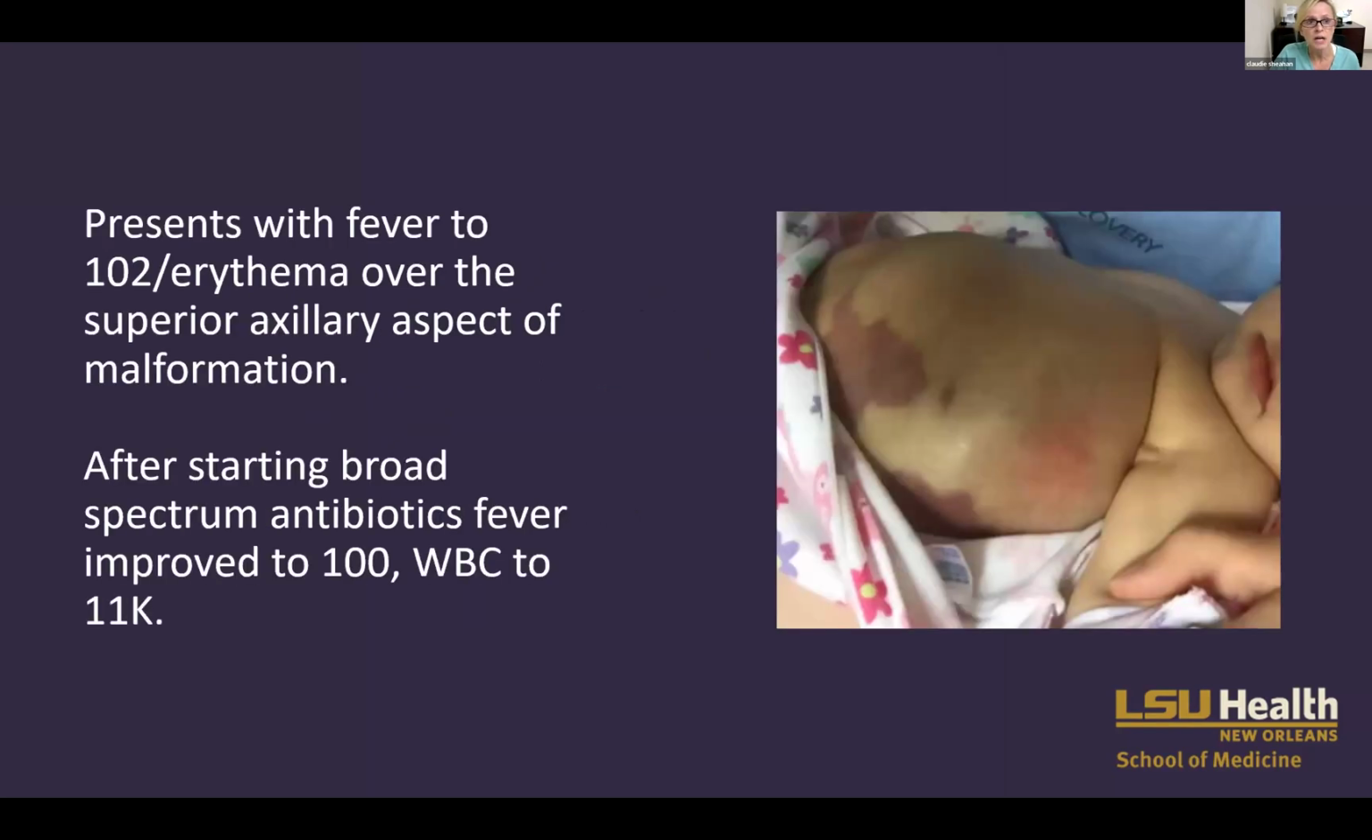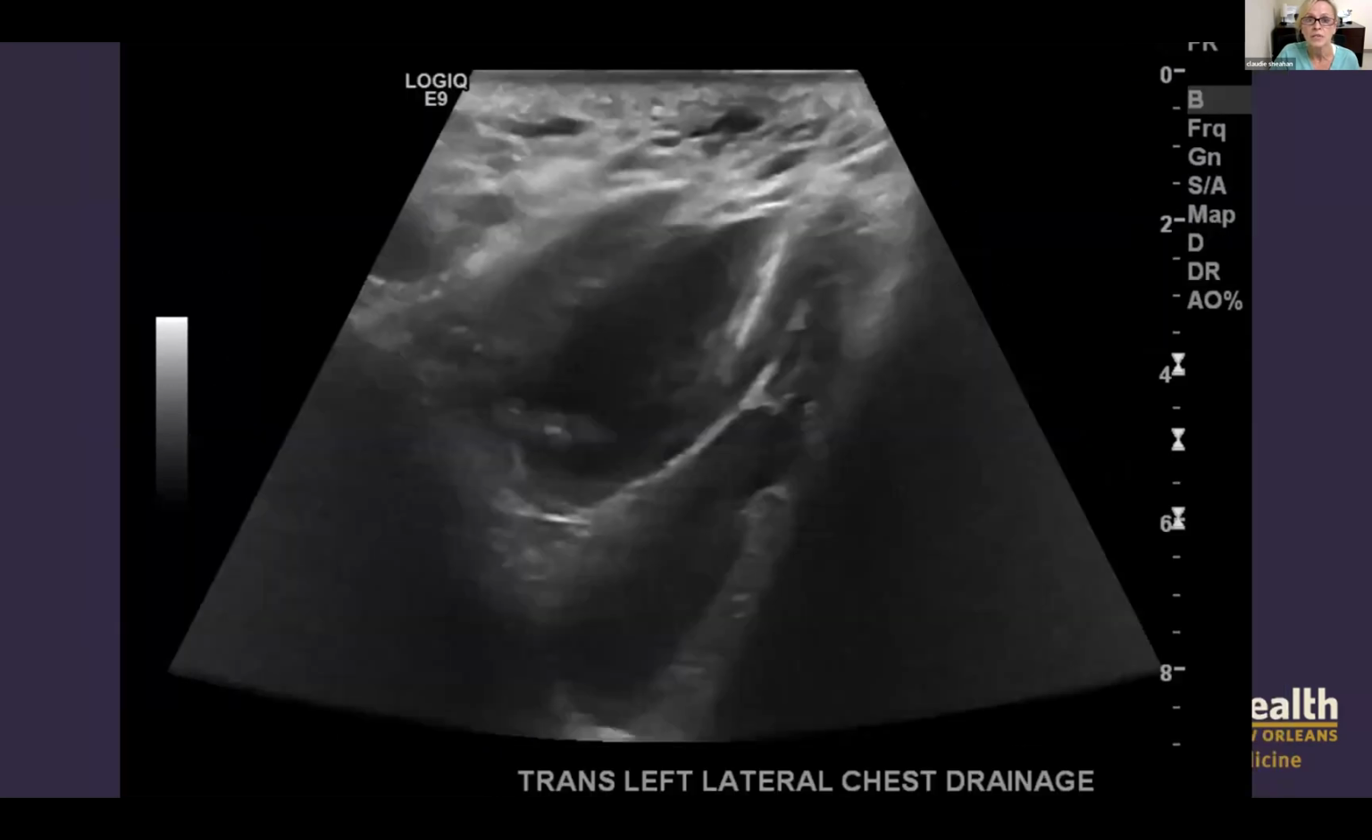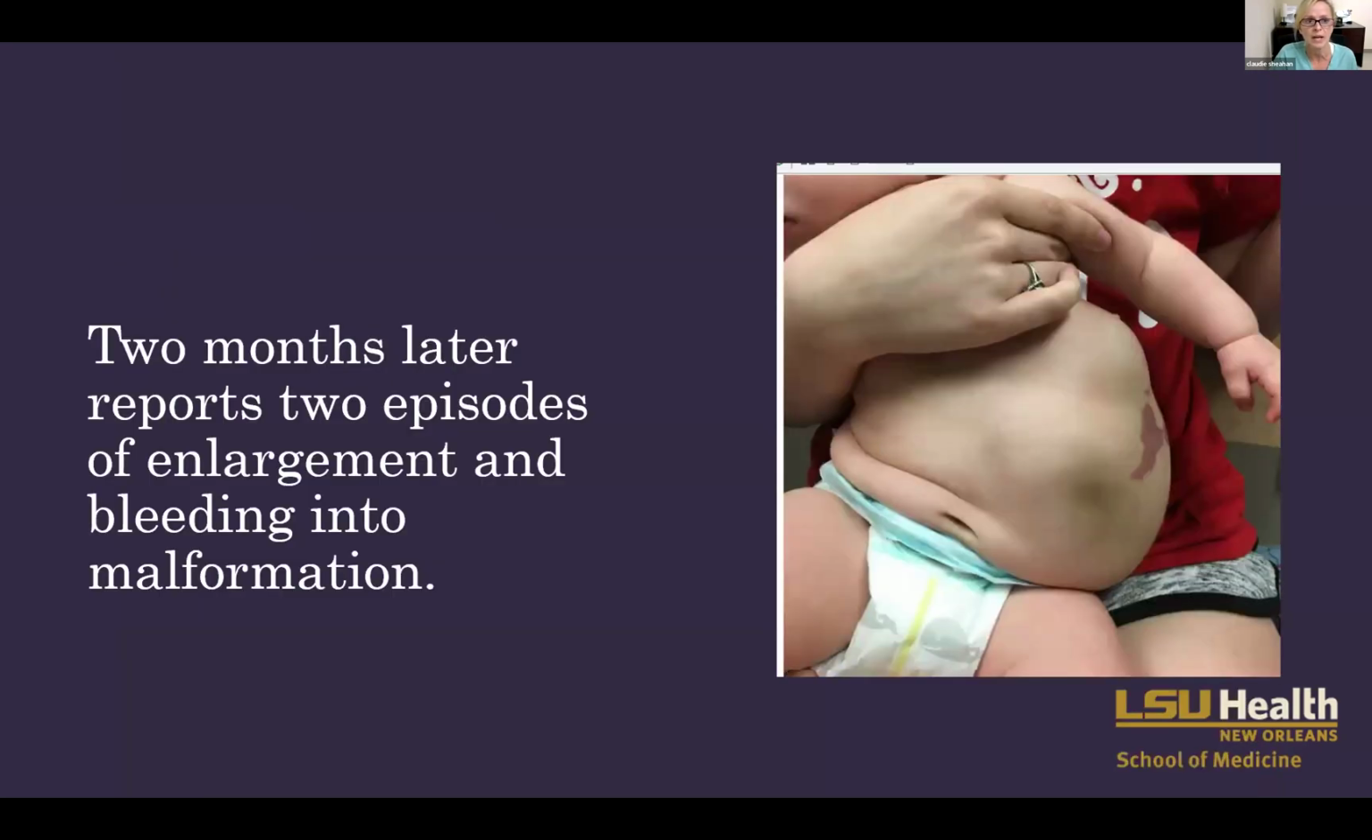Now, she did present 2 months later with fever 102. You can see the erythema over that lesion there. She was treated with broad spectrum antibiotics, and she did respond very well to that. Because of the high fever, we did do an ultrasound guided aspiration to see if this was pus or abscess, but as usual, these cultures usually come back negative. She did respond to IV antibiotics.